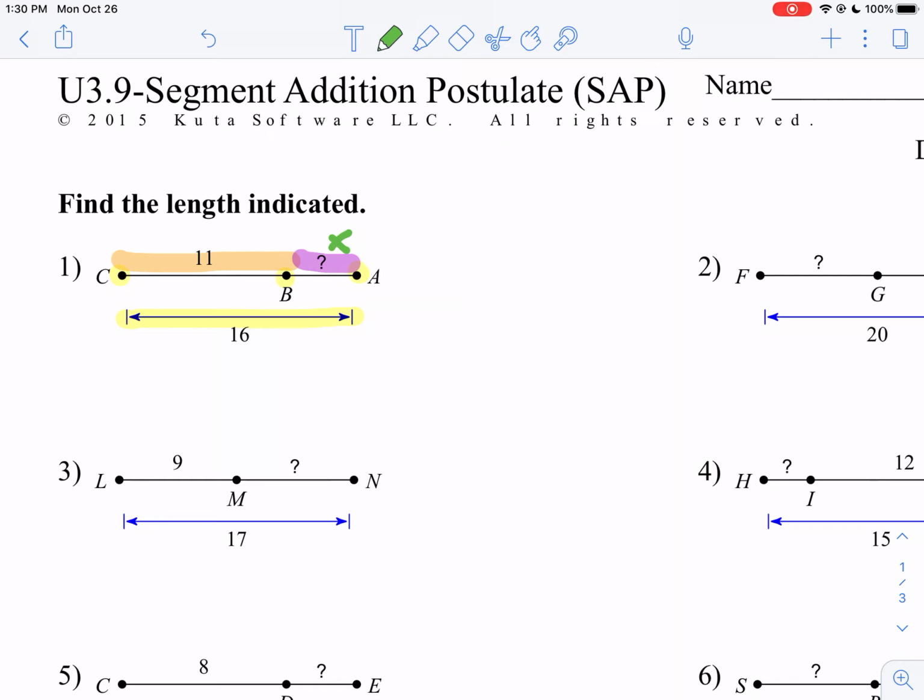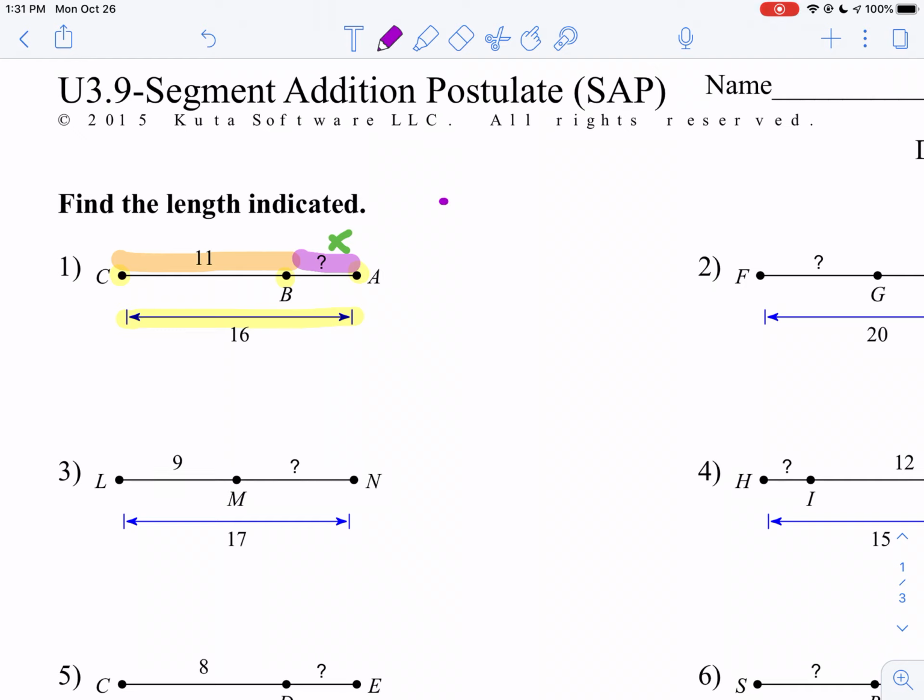All right, so I'm going to show you a method that is going to enable you to get the answer every single time if you don't make mistakes. Using the segment addition postulate, it says the sum of the two shortest segments is equal to the long segment, the original segment. So the sum, meaning plus, of the two shortest segments, that would be CB and BA, is equal to the long segment. The long segment, the original segment, is CA. So that is your SAP, your segment addition postulate. That is the concept in geometry that we are working on. You must write that down.